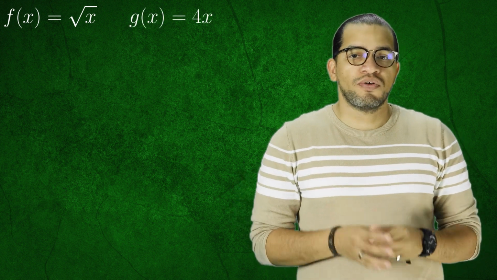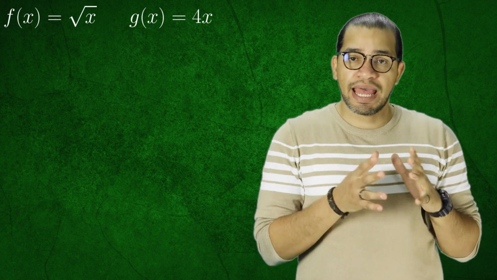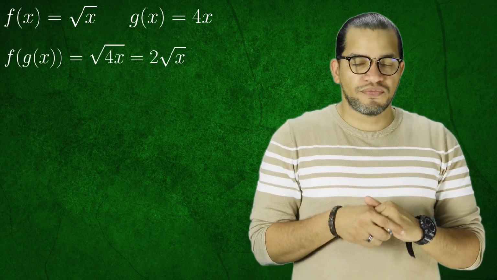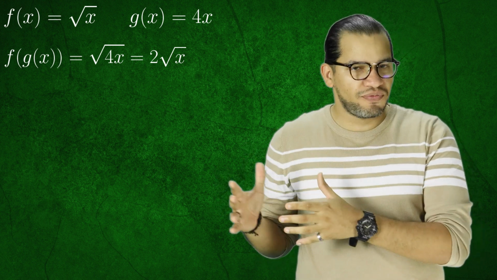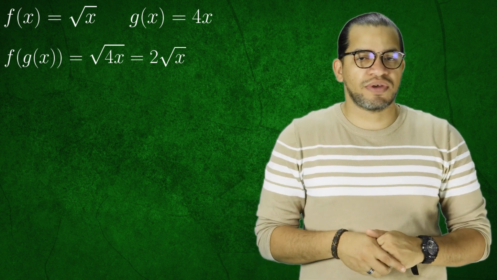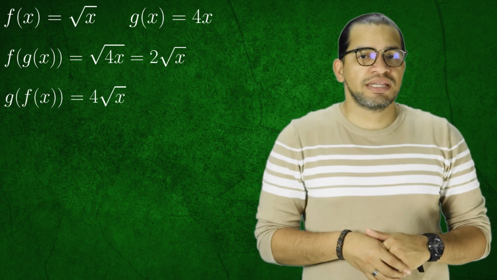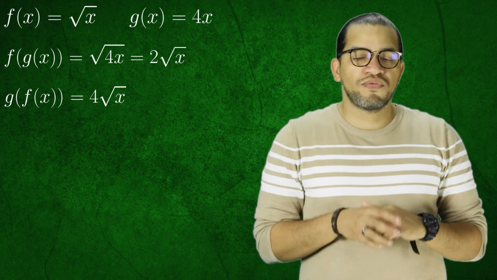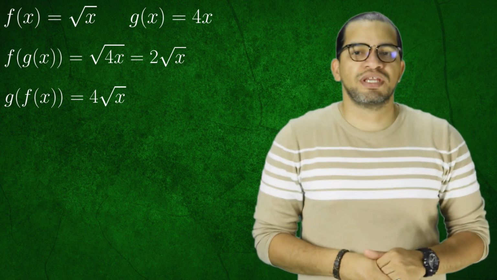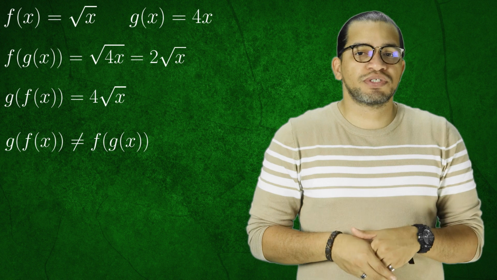Let us take two other functions, f of x equal the square root of x and g of x equal 4x. Then f of g of x will be equal to the square root of 4x, which can be simplified as 2 square root of x. And if we do g of f of x, this will be equal to 4 square root of x. As you can notice, function composition is not commutative.